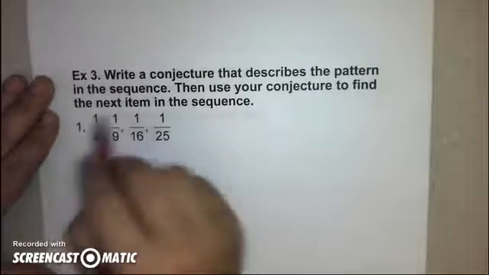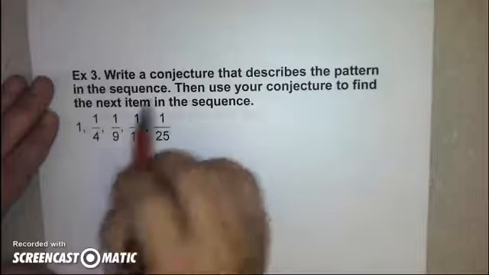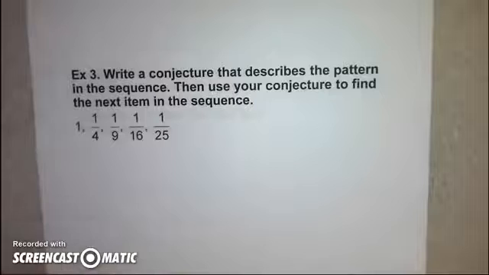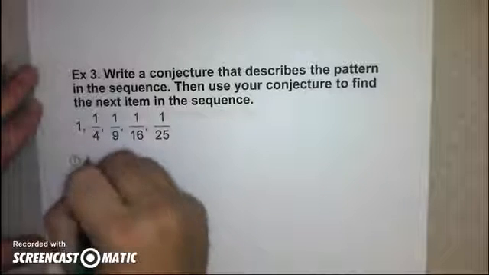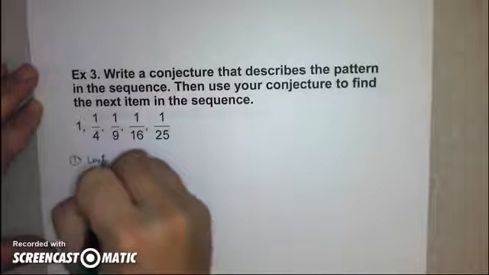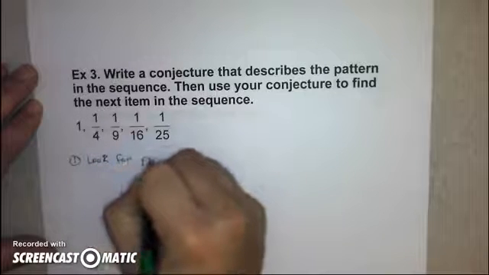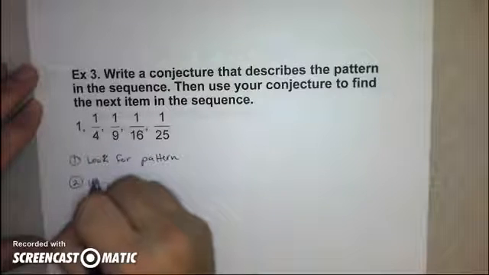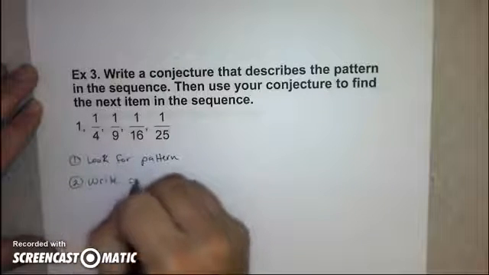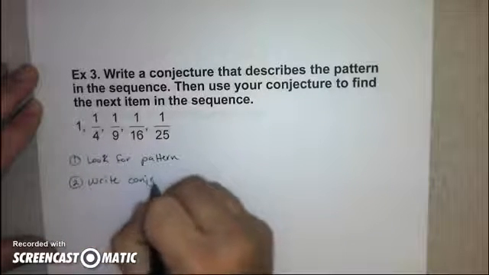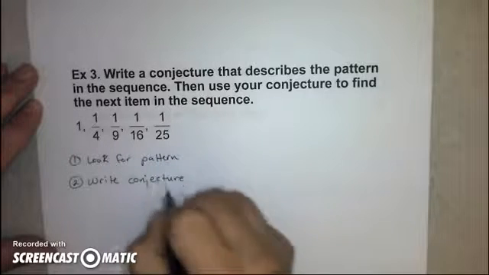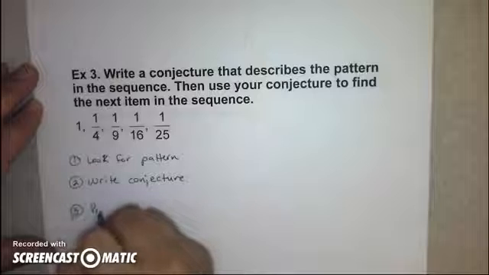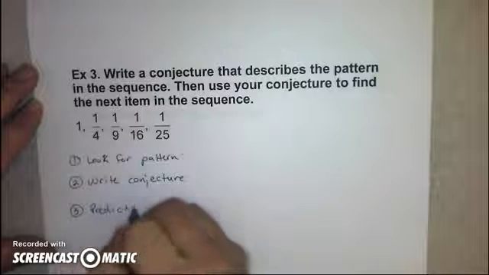This is going to be another opportunity for you to write a conjecture about this pattern. So there's 2 steps here. Step 1 is to look for a pattern. Step 2 is to write your conjecture. Remember, that's your conclusive statement. Explain what the pattern is. And then step 3, predict the next item in the pattern.